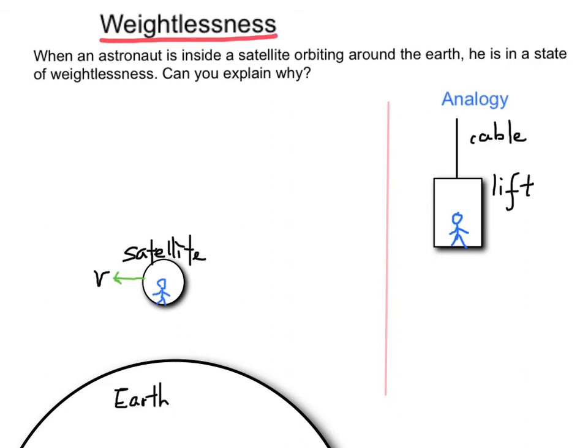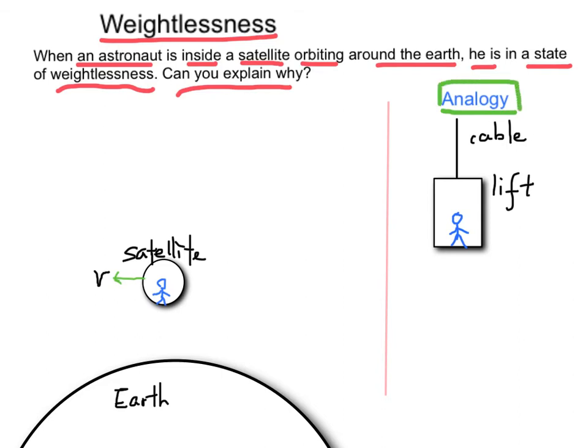Weightlessness. When an astronaut is inside a satellite orbiting around the Earth with a speed v, he is in a state of weightlessness. Can you explain why? Let's look at an analogy, for the case of a man standing inside a lift which is connected by a cable. One force acting on the man is his weight, the gravitational force acting on him by the Earth, which we call mg. Another force is the reaction force acting on him by the floor of the lift, R.